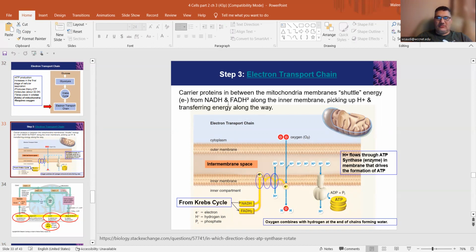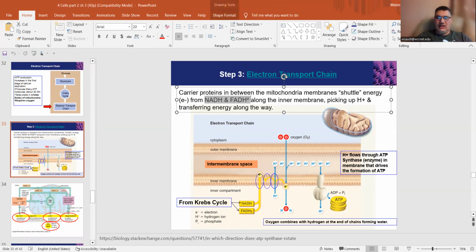Too much detail. Just know that these are the shuttles that help us get hydrogen and bring it to the electron transport chain. They're called NADH and FADH2. Shuttles. They take the hydrogen and send it to the electron transport chain. Good enough.